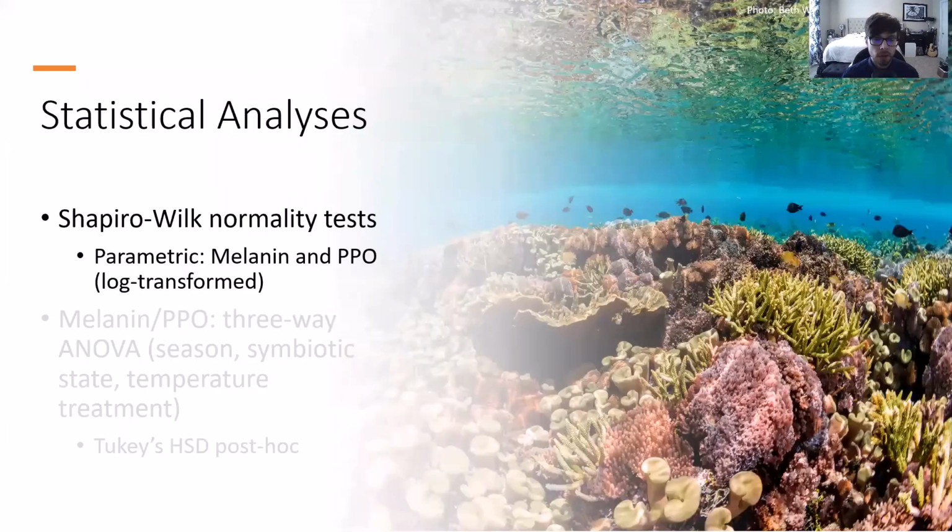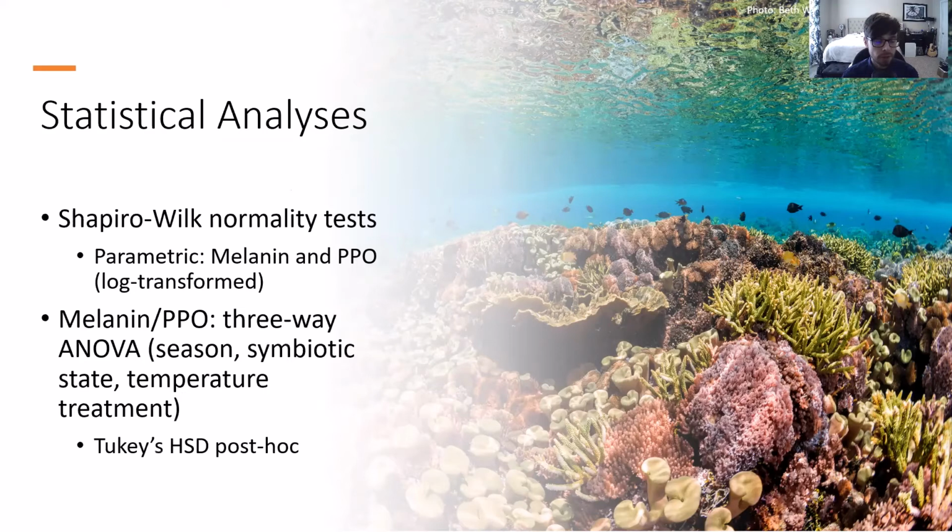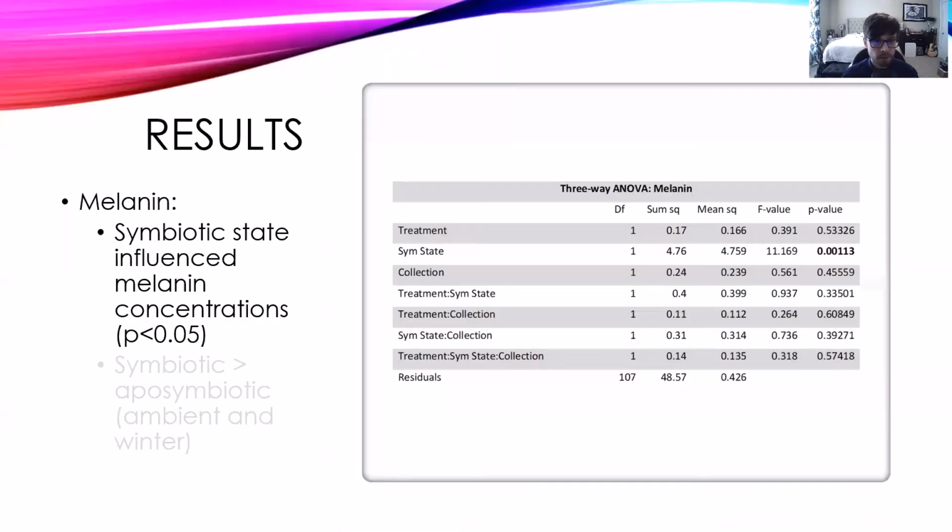So our statistical analyses involved Shapiro-Wilk tests to determine normality, and after a log transformation, all of our data went through a 3-way ANOVA, looking at season, symbiotic state, and temperature treatment, and utilized a Tukey's HSD post-hoc test to look at targeted comparisons.